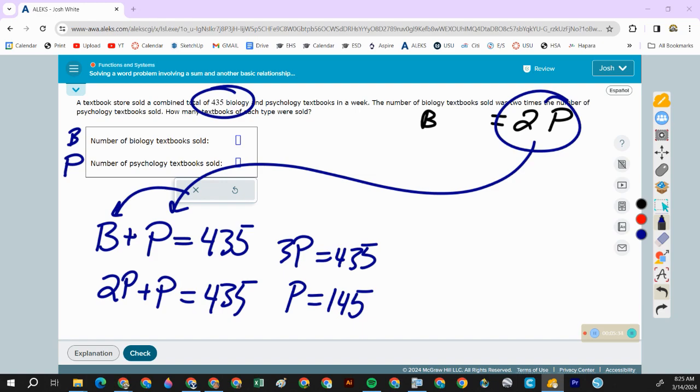And then we can stick that in here to calculate B. So we subtract 145. And I get 210. Oh, sorry. You're right. 190.